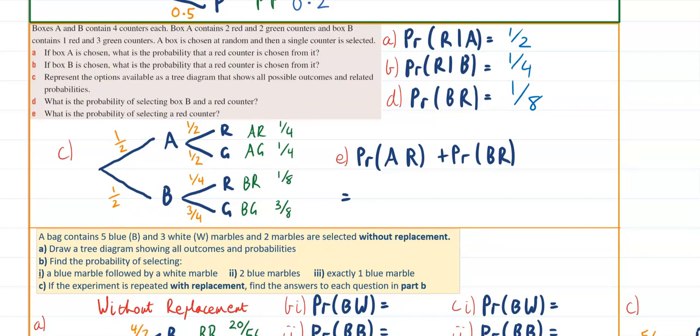So that is either getting box A and a red or box B and a red, and AR is 1/4 and BR is 1/8, which is the same as 2/8 plus 1/8, so we get 3/8 as our final answer. So just be careful with those kinds of questions, a little tricky in the way that they're worded.